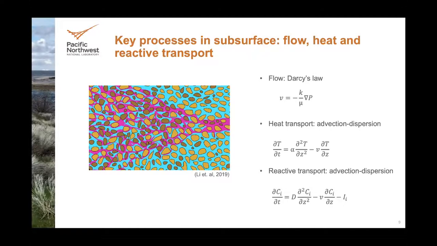And reactive transport means solute transport with reactions. As we can see, the equation for reactive transport is kind of similar to that for the heat transport. C here means the species concentration. One difference is we have one more term, I, at the end. It represents the consumption or production of the species. If I is positive, it means the chemical is consumed during the transport. If it's negative, it means it's produced during the transport.